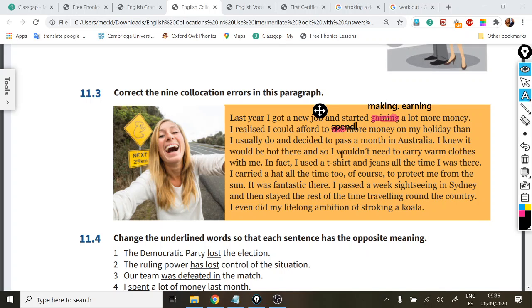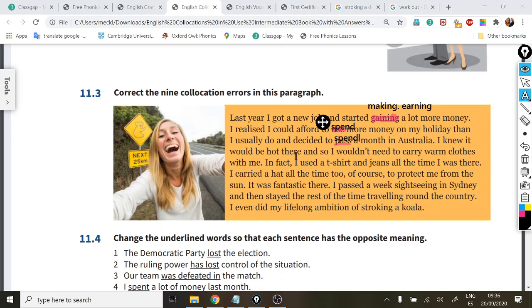I decided to pass a month in Australia. So we don't pass a month. Okay, this is the mistake, as you can see. Let me underline this. So this is wrong. When you talk about time, money, we usually use the verb spend, when you mean consume, yeah? So spend a month in Australia.